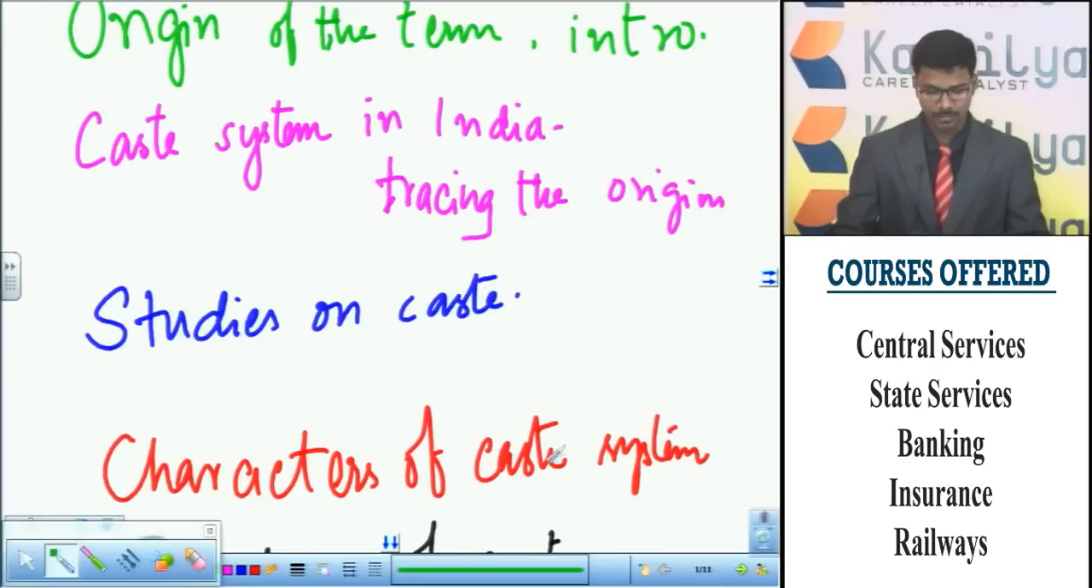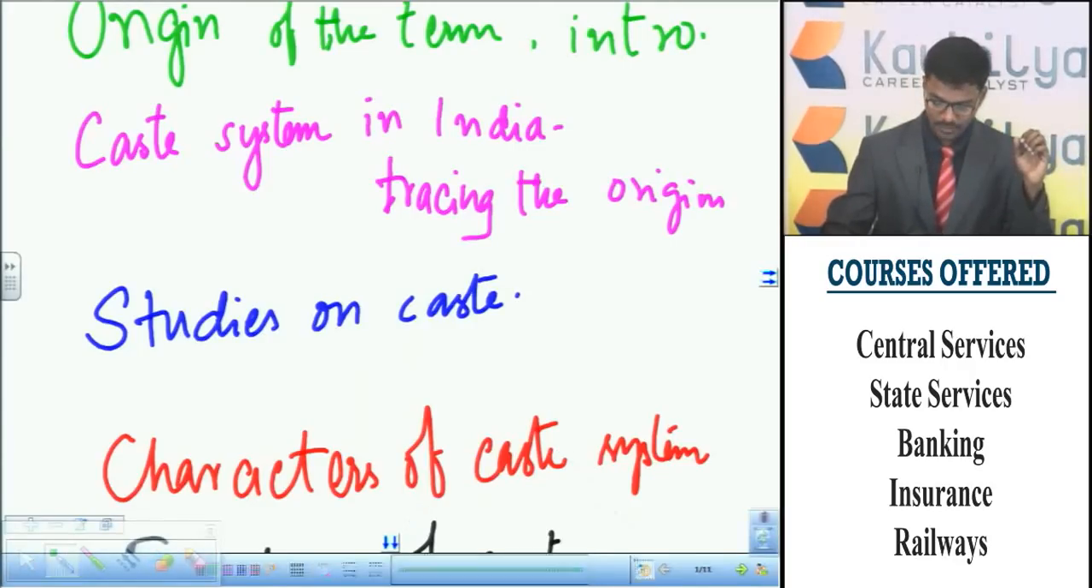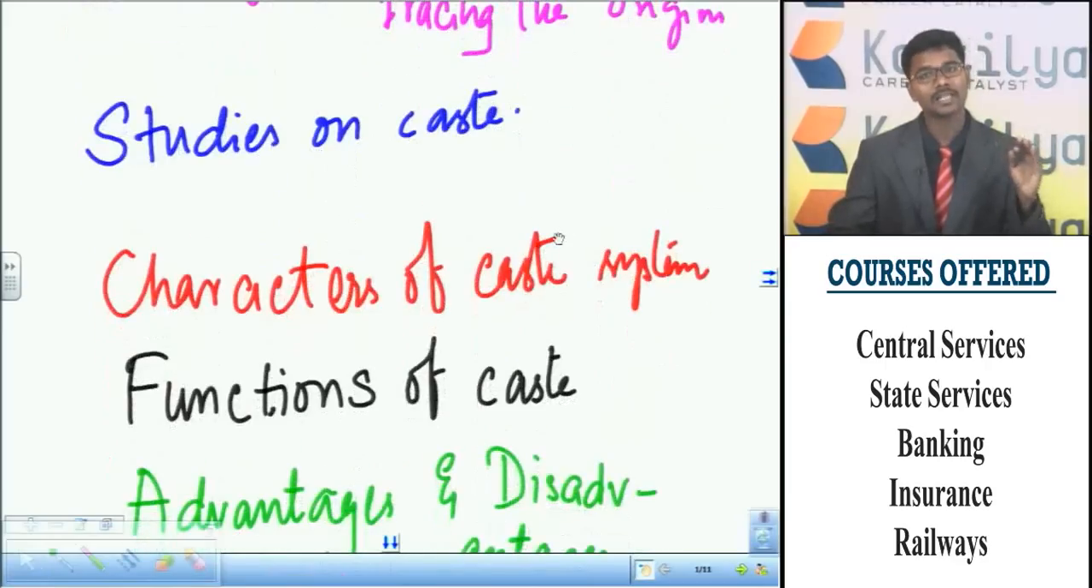I have divided this section into around 11 sections. First, the origin of the term caste system, the etymology, along with a brief introduction about the caste. Next, I am going to talk about the caste system in India and try to trace its origins. In the same section we will also talk about the differences between caste or jati and varna. Next, I will tell about the studies on the caste system.